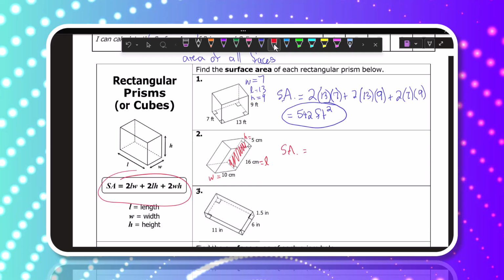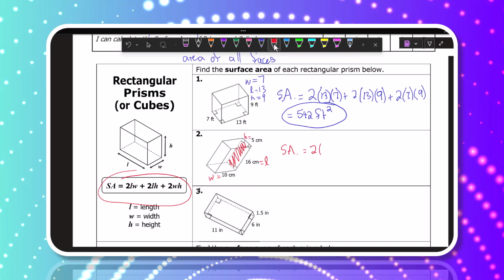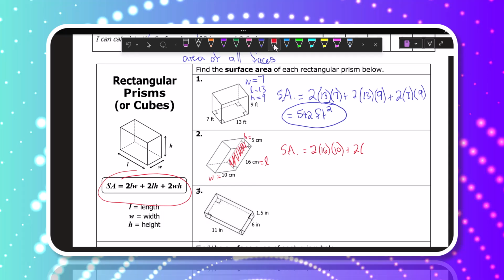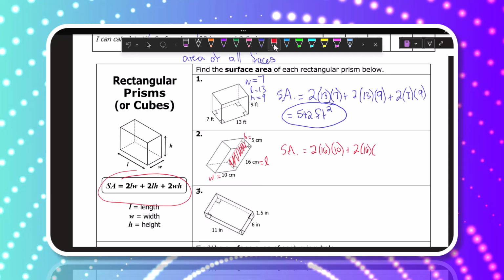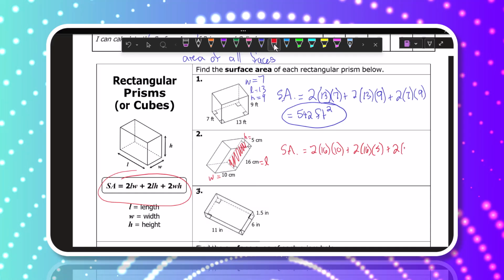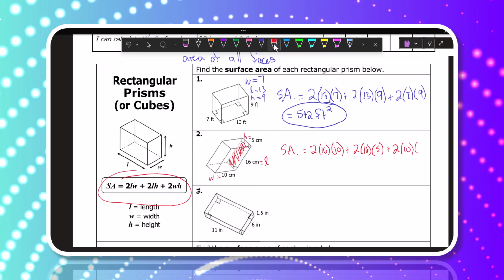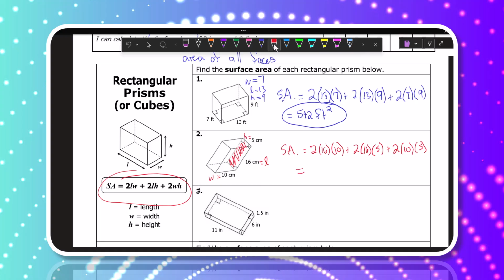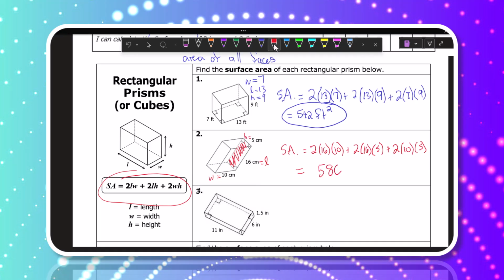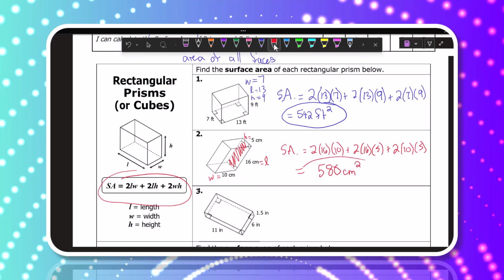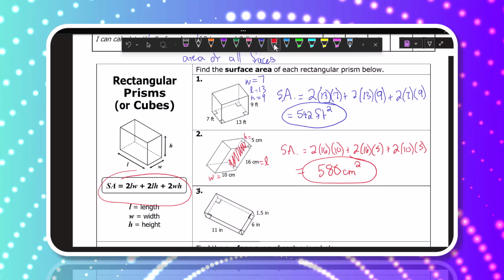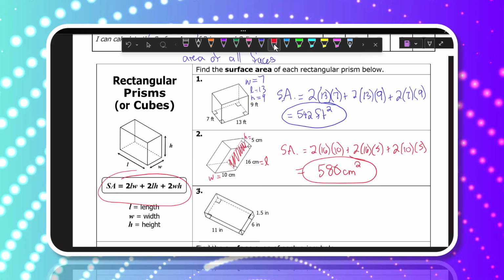So we're just looking at our formula over here. 2 times the length times the width, plus 2 times the length times the height, plus 2 times the width times the height. So again, we just throw that in Desmos or our calculator. We get 580 centimeters squared. Now, if you didn't get that, make sure your calculations were correct. Maybe you wrote it down fine, but you mishit something.